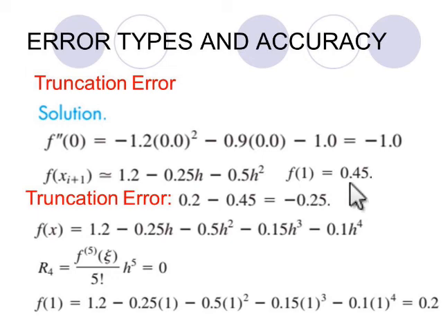Now it oscillates, and the truncation error is minus 0.25. And it goes like this. If you take the fourth order term, you arrive at this function, f of x for h. Now, the fifth derivative of the function is 0, right? It's a fourth order polynomial, and as a result, the fifth derivative is 0. Therefore, the remainder term, the truncation error, when you take all four terms, is 0. And f of 1 is 0.2.